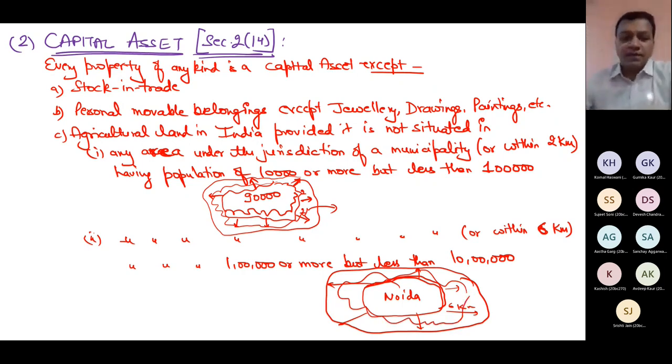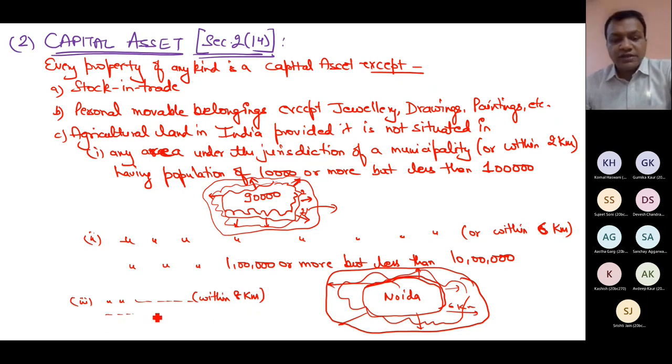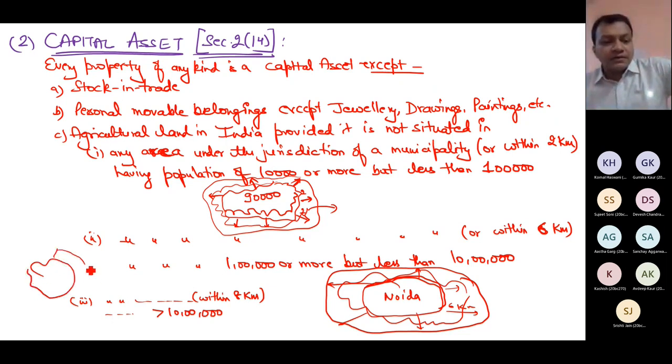Last point, here itself I will write: any area under the jurisdiction of a municipality or within 8 kilometers having a population exceeding 10 lakh. Like Delhi, whose municipal population is more than 10 lakh. Within Delhi, all agricultural lands are capital assets. Not only within Delhi, but beyond 8 kilometers of Delhi, all agricultural lands are also capital assets. Here, if you have any agricultural land, it is not a capital asset.